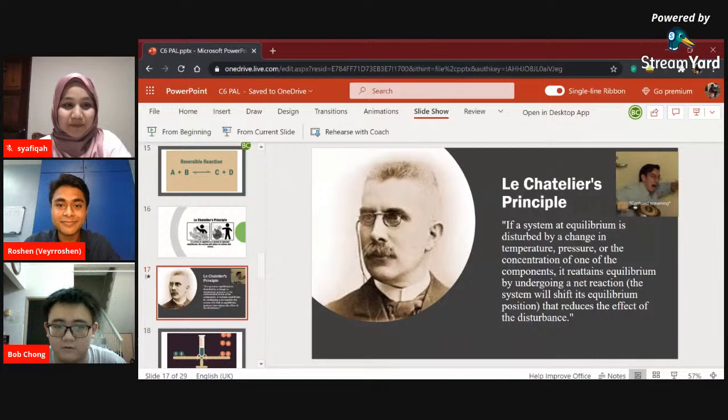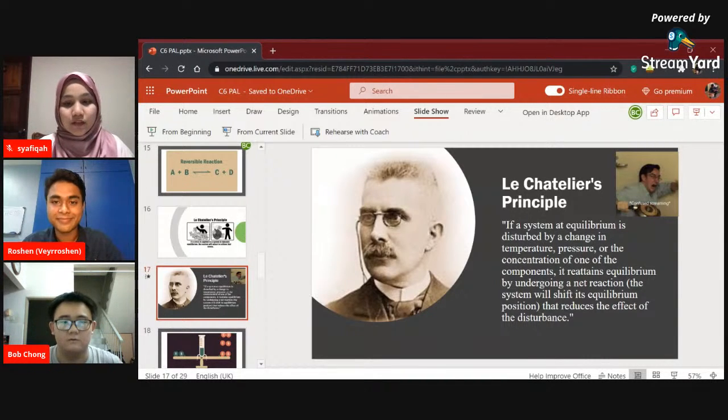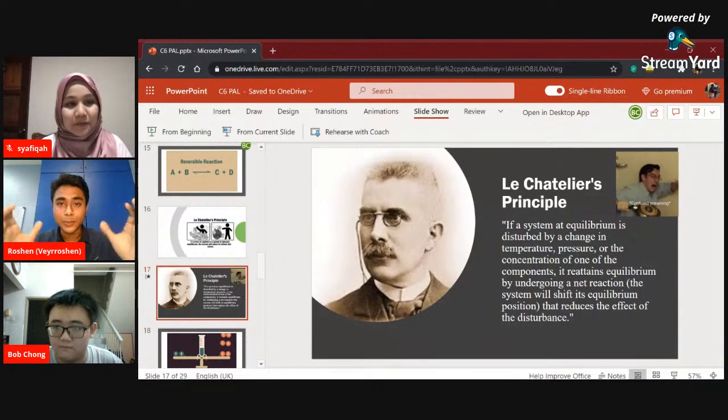Oh, the system will try to adjust maybe its temperature, its pressure, its concentration so that it adjusts back to normal. Yes, very good. Because like I said just now, it's all about going back to balance. Kita nak balance balik. Kita nak equilibrium dia balik. So dia akan shift. So this is something that I want all of you to take note. What do I mean by shift?